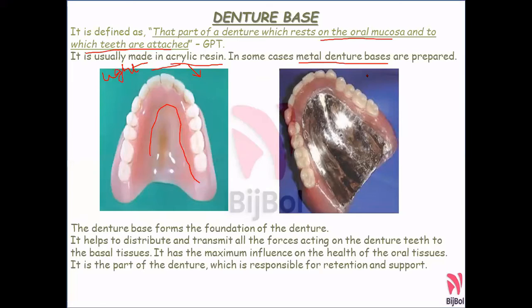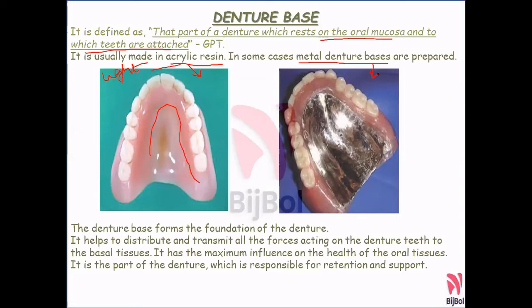Okay. Now, what would be the advantage of a metal denture base? Stimulus. Stimulus to heat. Yes, metal conducts electricity and heat. So whatever we take orally, the perception of heat, whether the substances are hot or cool, can be differentiated when metal denture bases are used.